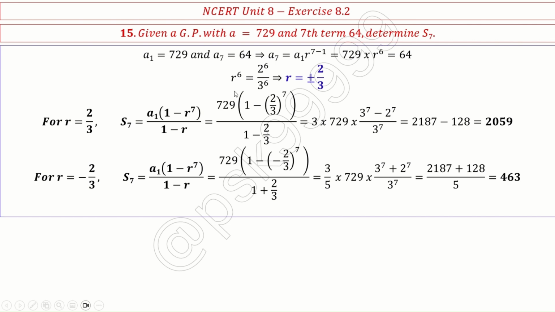Now don't make a mistake here. One mistake we will make is we will just take r as 2 by 3. R has two values. R is plus or minus 2 by 3. That is the correct one. So you have to consider r as 2 by 3 and r as minus 2 by 3 and then find the series. So you have a, you have r. For r equal to 2 by 3, if you substitute, S7 you will get a total of 2059. For r equal to minus 2 by 3, S7 you will get 463. So these are two answers. Don't make a mistake.